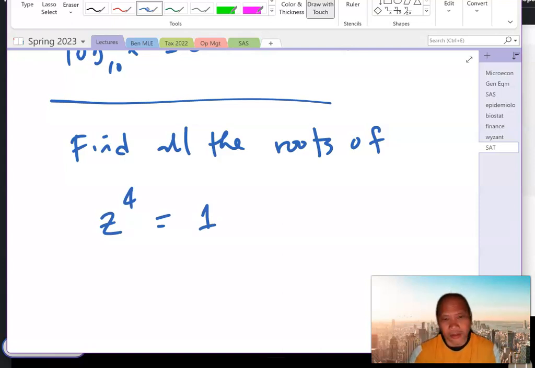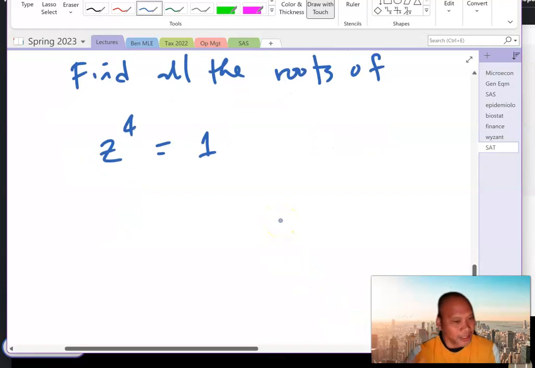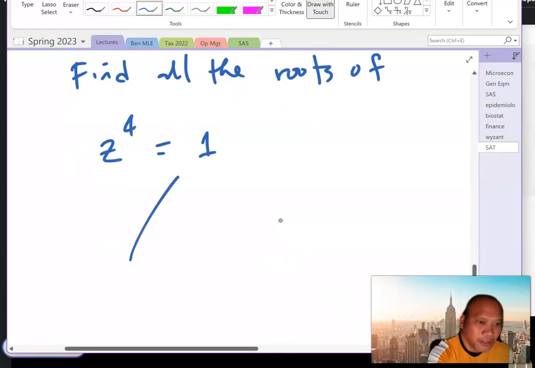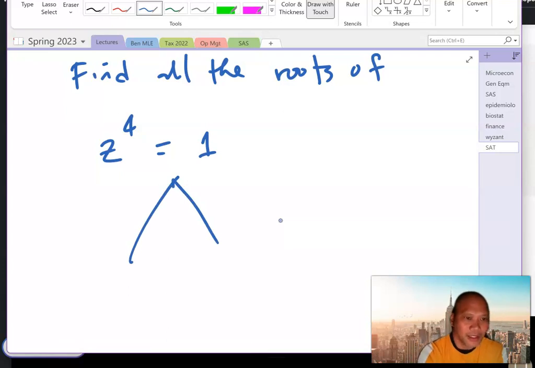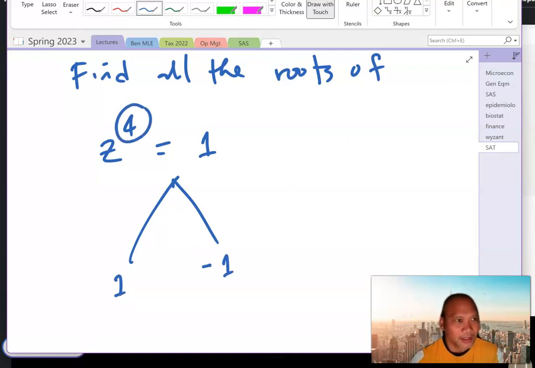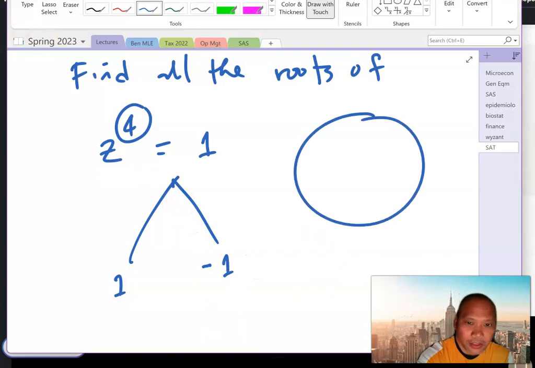Okay, so without using knowledge of imaginary numbers, we already know that the roots would be like 1 and -1. But this is z to the 4th, so that means we still have 2 more roots. There should be 4 roots in here.